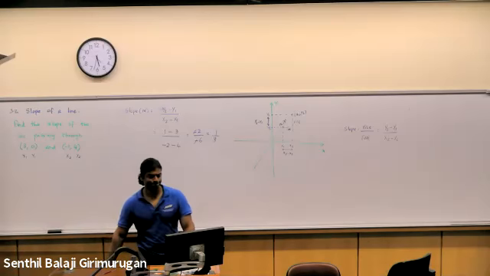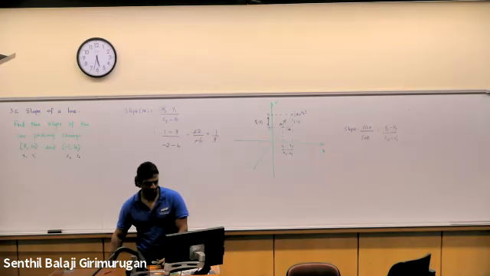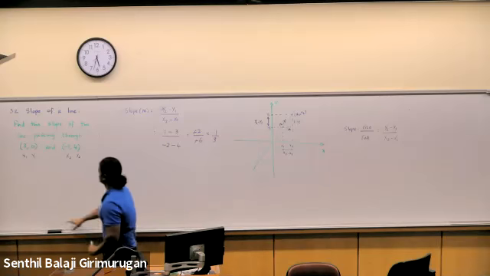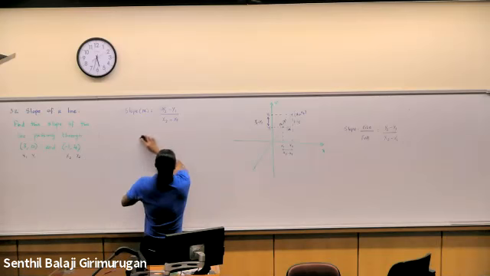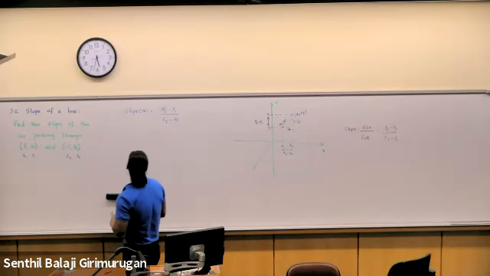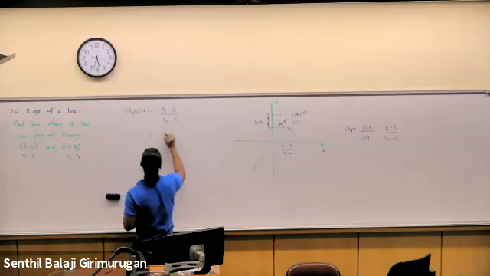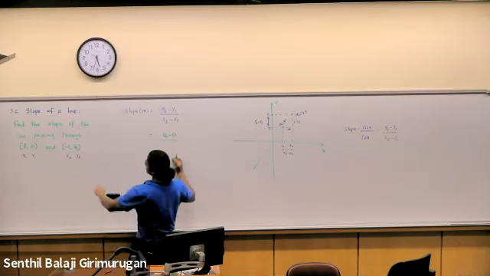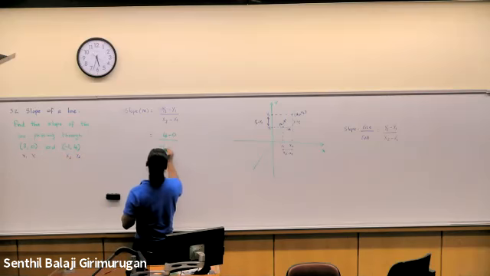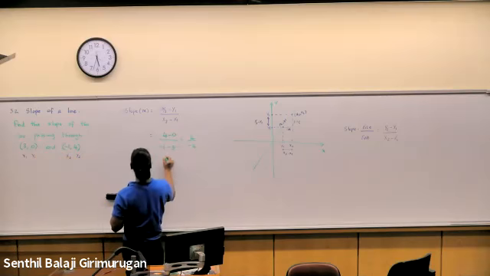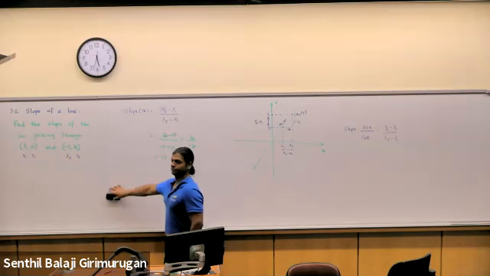What did we get? Negative one. Good. Formula is the same, we just change the points. So y2 minus y1, so 4 minus 0, divided by x2 minus x1, so minus 1 minus 3. So 4 over 4, which gives us negative 1. Does that make sense?